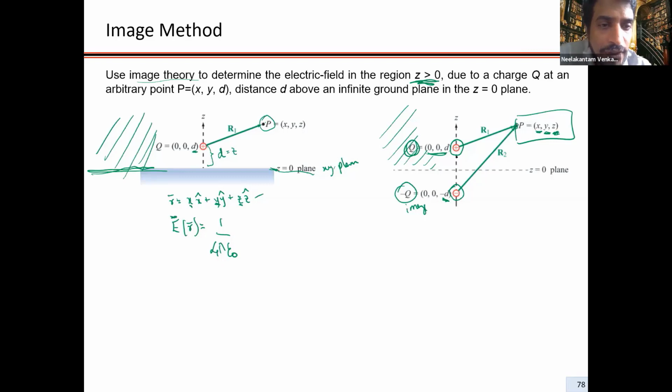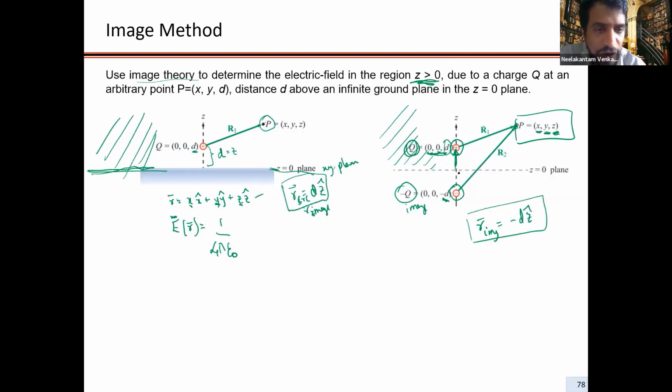Then this is my observation point. I can have my R1, not this capital R1, the small R1, which is going to be simply d z hat, because there's no x and no y. And I have my R2, or I can call these R source and R image. It's easier that way. R source is the location of the source, and R image is going to be minus d z hat. My R source is plus d z hat, my R image is negative d z hat because it's at negative d.